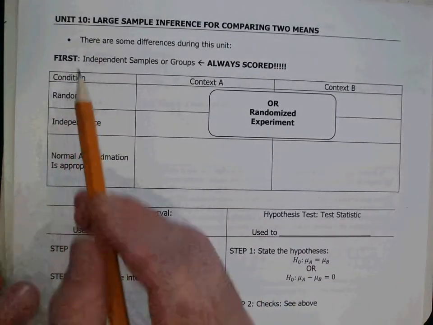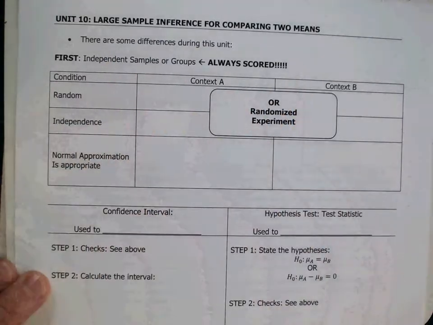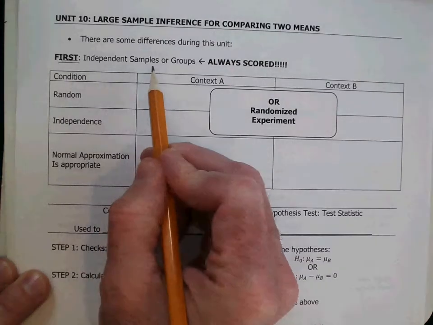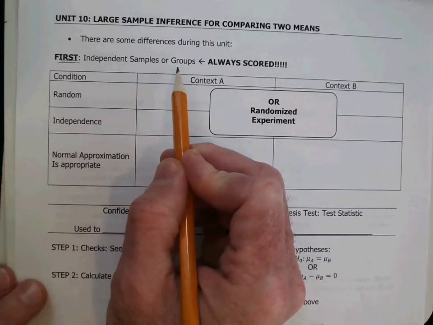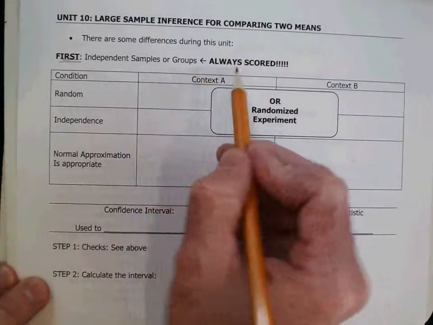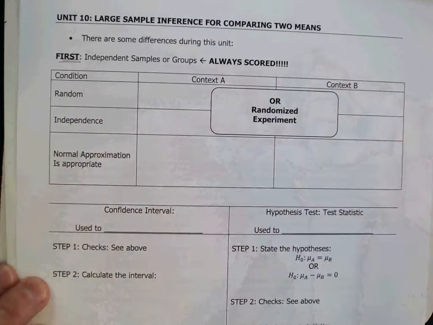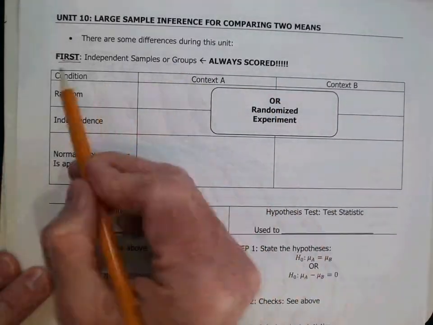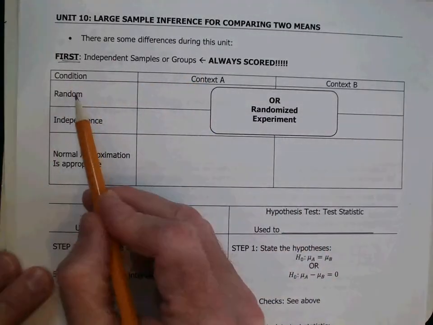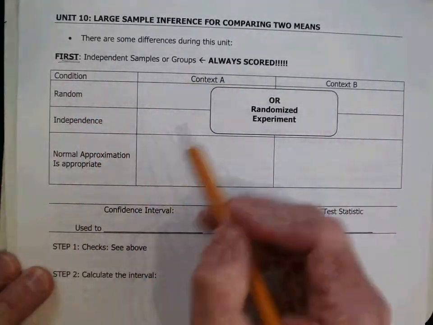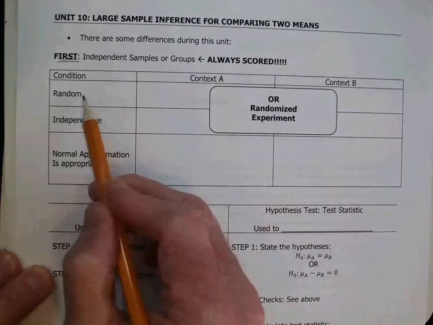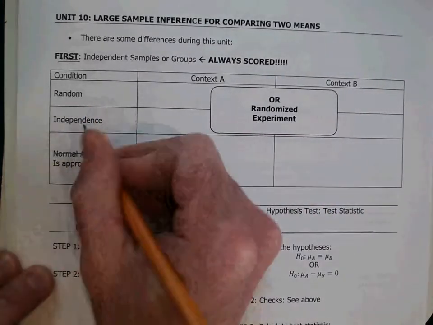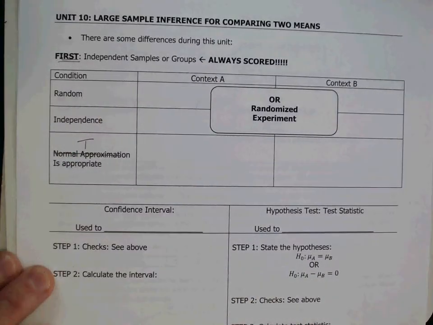So, some new stuff. Similar to proportions, the very first check is going to be: do you have independent samples, or do you have independent groups? Now, by the way, all of the checks now are always scored, so I don't know what you're going to do there. So always check this. Some things then: I make a table, context A, context B, and these three checks go in the table. Now here, I'm just going to use t as appropriate, not normal approximation.